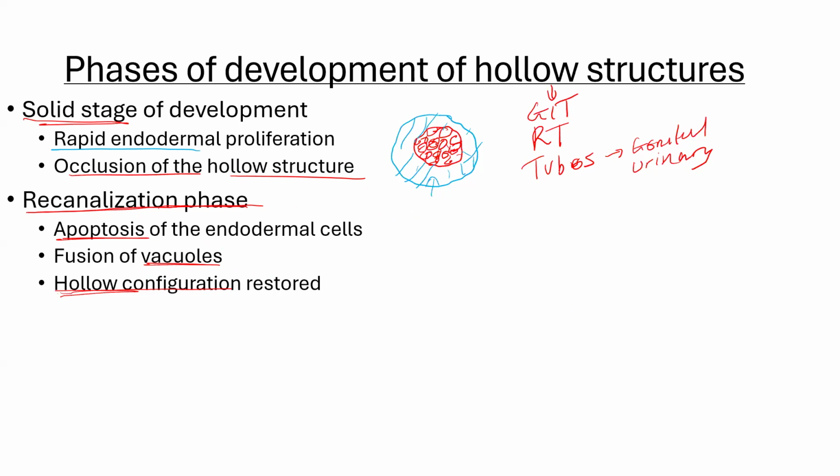These stages of solid stage and recanalization phase occur in all hollow structures. So I want you to think in the lines of what could go wrong. What if recanalization does not take place? If recanalization does not take place, I'll not have luminal continuity. I'll have atresia. What if canalization takes place, but it's incomplete? I'll have stenosis. Think about how those anomalies could come about.